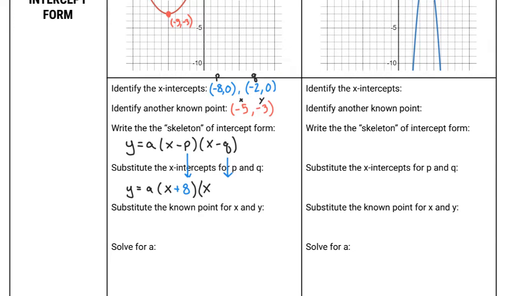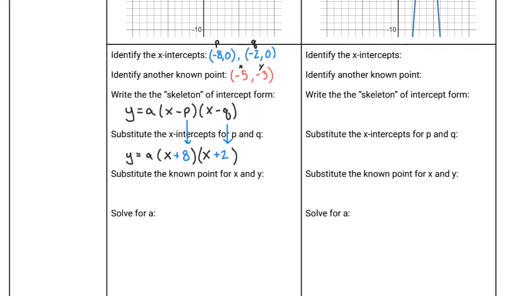Same thing here. We have -2 for Q. And so we actually have X minus -2, which is just the same as X plus 2. Okay. So far we've just plugged those values in. Now we're going to plug in our other known point for X and Y. So let me grab my red pen where we see Y, and in both places that we see X, we're going to plug that known information in. So for Y, I've got -3.